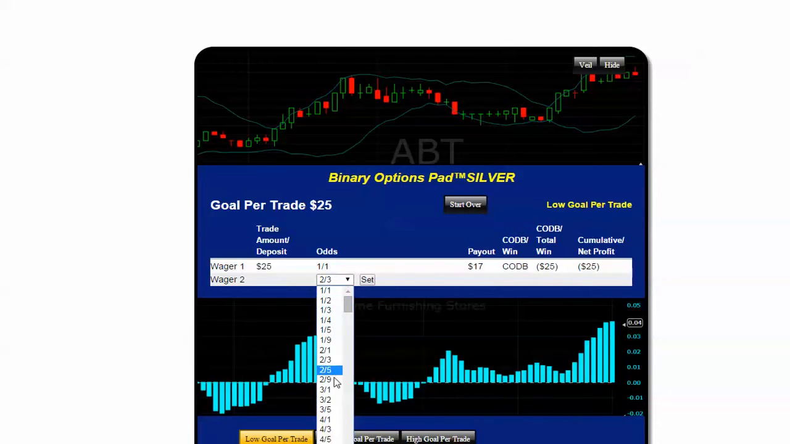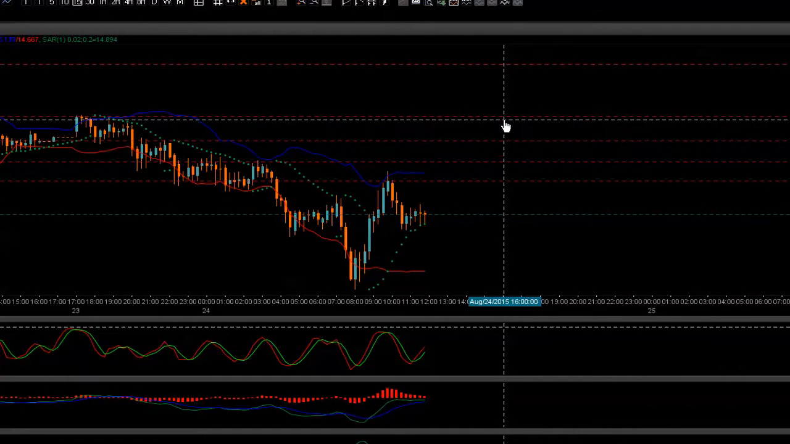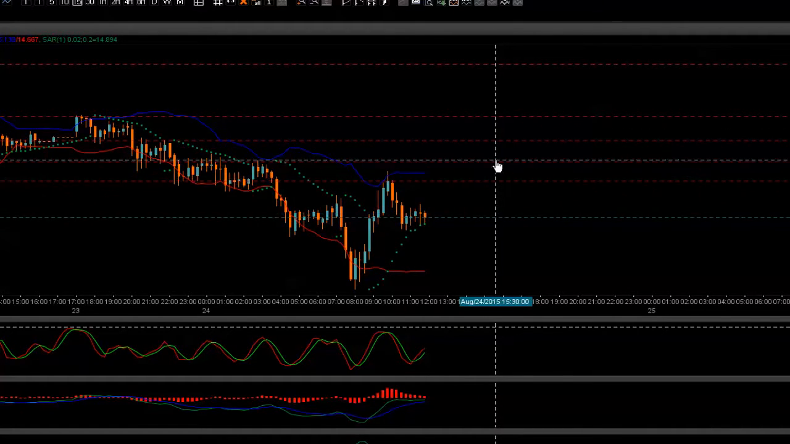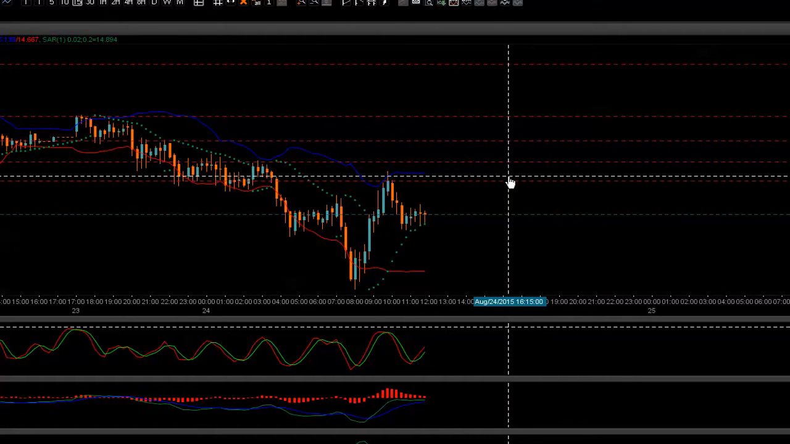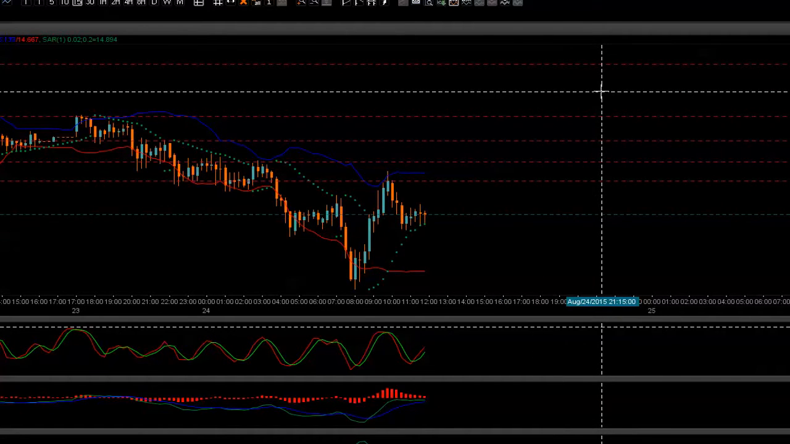Then I go 2-to-1, hit set. It tells me to make an $81 trade. So, when silver gets to here, here, here, or here especially, I'm taking a put for $81 for end of day. If it hits any of these lines today, I'm taking a put for end of day. Got it? Makes sense? That's how you manage your money and you manage your risk.